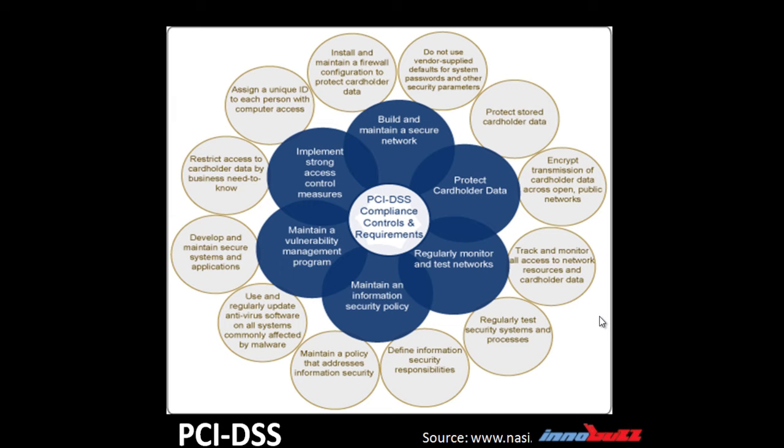Going into the set of guidelines defined in the standard, I shall list them as ordered in the standards documentation. First, to build and maintain a secure network. In this, the guidelines stipulate that vendor supplied default passwords and other system configuration should not be used, and a firewall should be installed and configured to protect cardholder data. Second is to protect cardholder data.